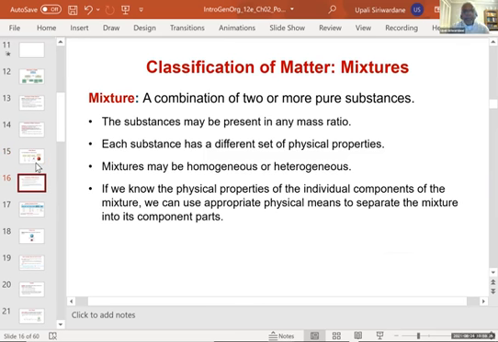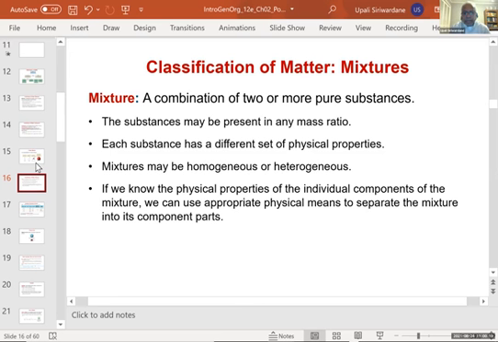A mixture is a combination of two or more pure substances. Substances may be present in many different mass ratios. There's no fixed composition for mixtures. You can mix any amount of sodium chloride into water and produce mixtures with different compositions. Each substance has a different set of physical properties.